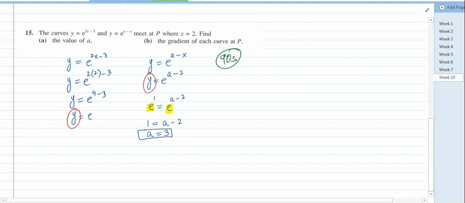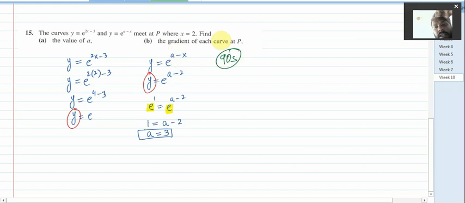So start. Alright, so part B says you need to find the gradient of each curve at P. So let me first tell you how to find the gradient of the curve. We have the equation y is equal to e to the power 2x minus 3. For the gradient we need to differentiate the function, so now dy over dx is equal to the derivative of an exponential, which is the exponential, so that will be e to the power 2x minus 3, and now the derivative of the power is 2.